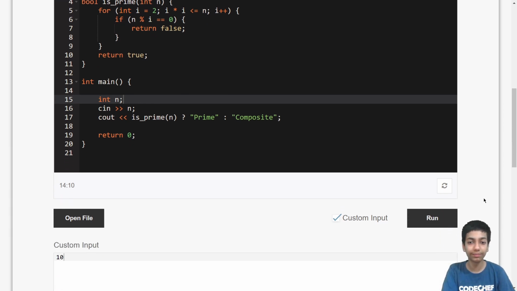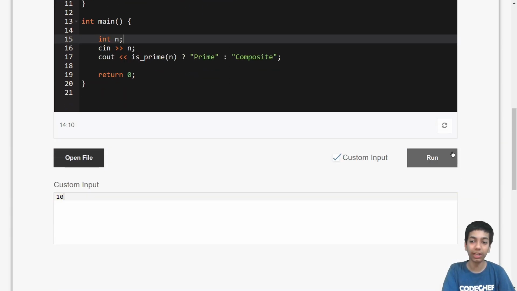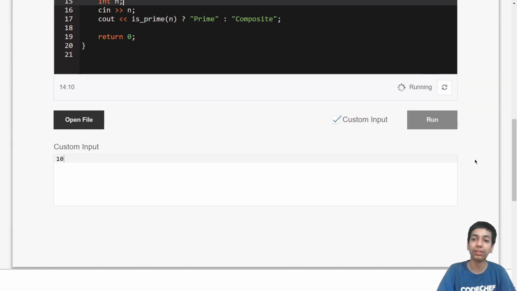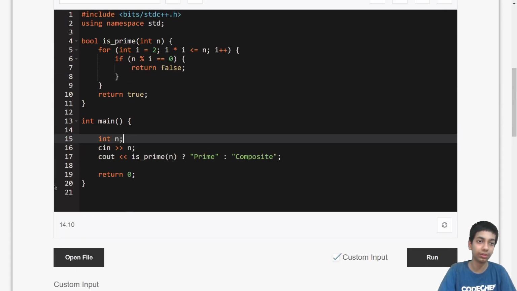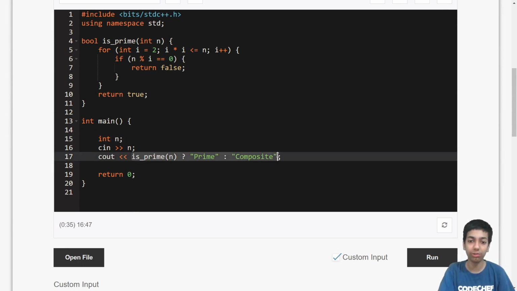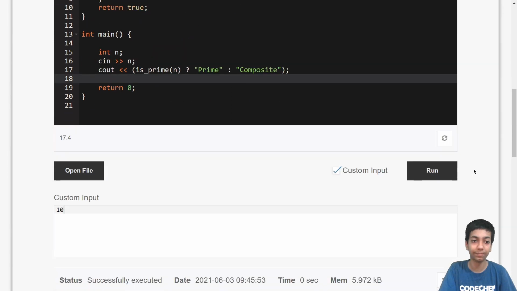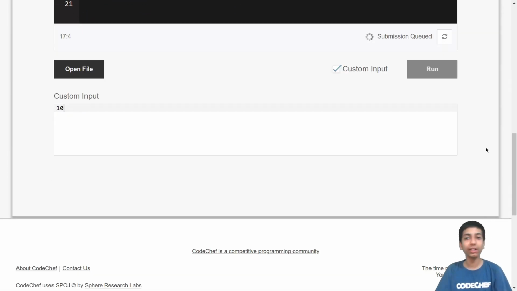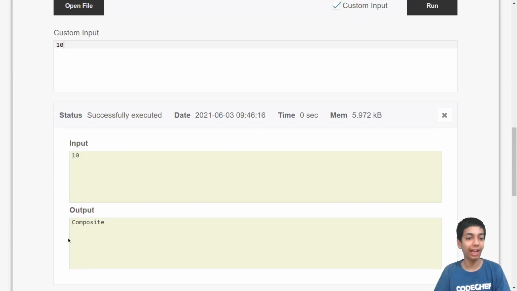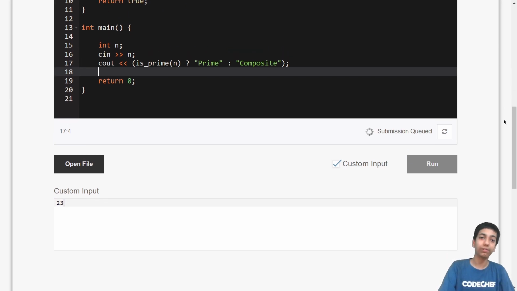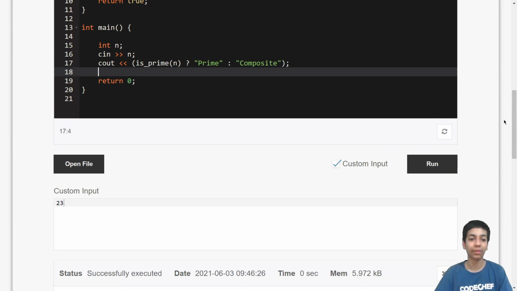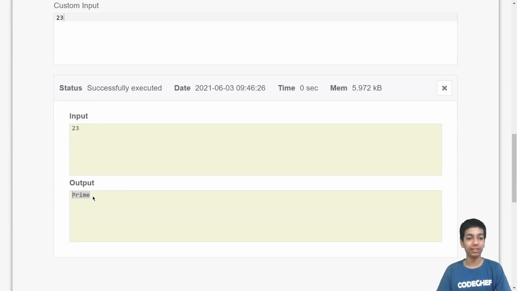So now let's run it on, let's say, the custom input 10. Okay, so basically we need to enclose this in round brackets, right? So let's run it, and for 10 we should get composite, and yes, we are getting composite. Let's change this to a prime number, let's say 23, and for 23 we should be getting prime. So yes, we get the result prime.